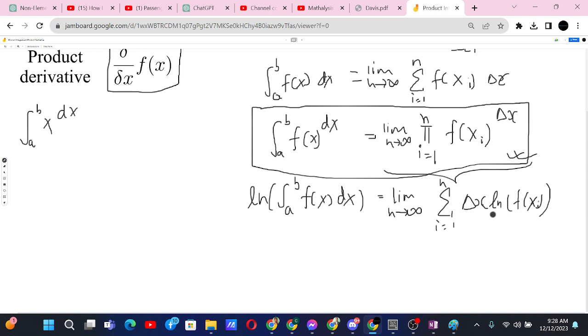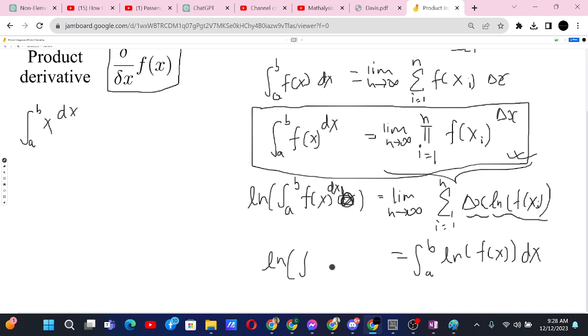Now, the sum of a function times delta x is a Riemann integral, and this integral will be the integral from a to b of ln f of x dx, and this is actually ln of the integral from a to b of f of x to the power dx. So now this gives us the idea of how we can calculate a product integral. The ln of the product integral is equal to the Riemann integral of ln f.